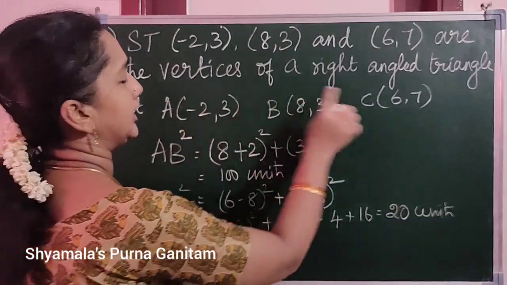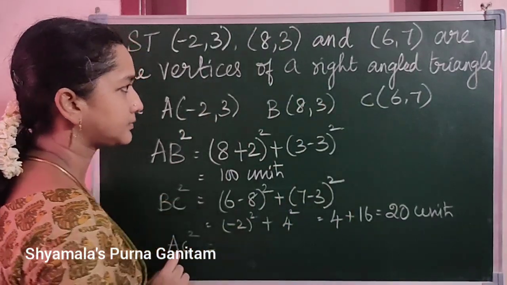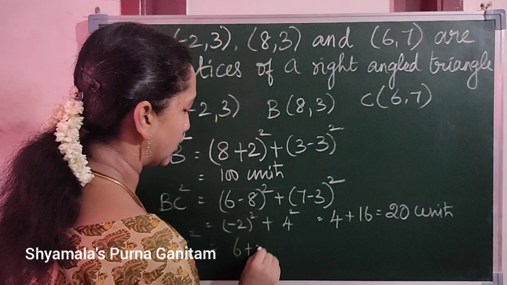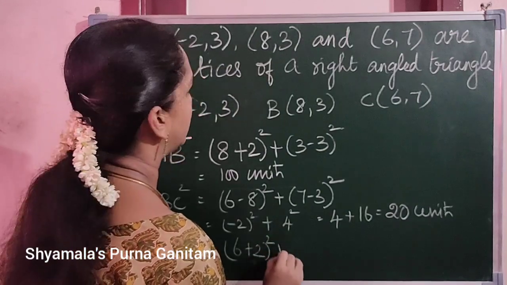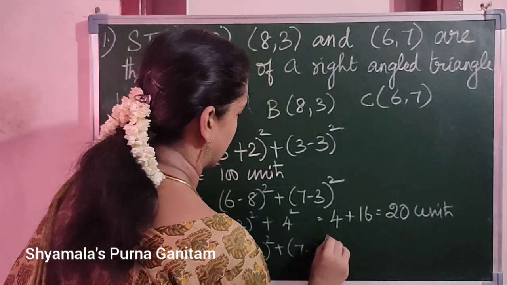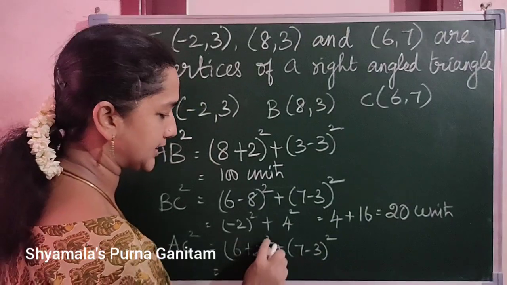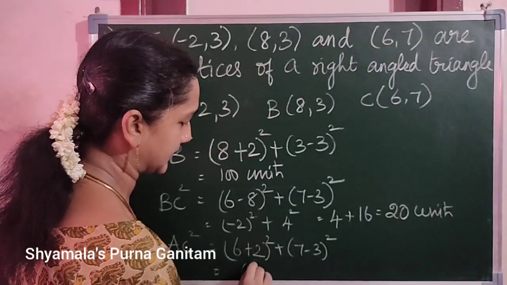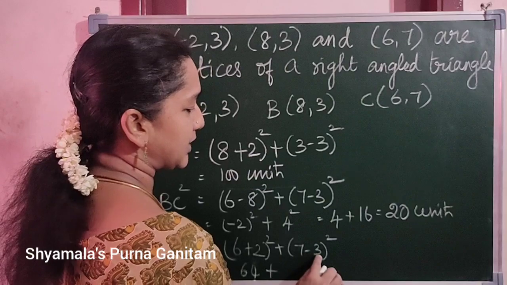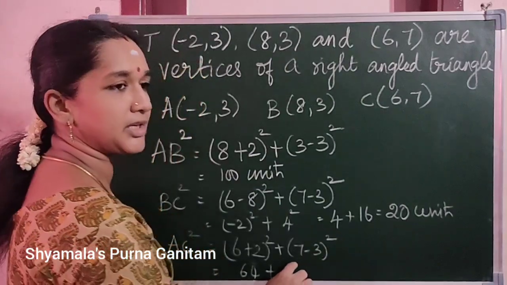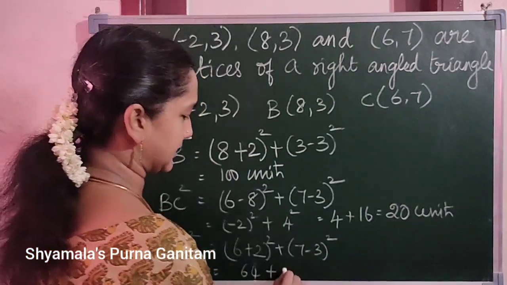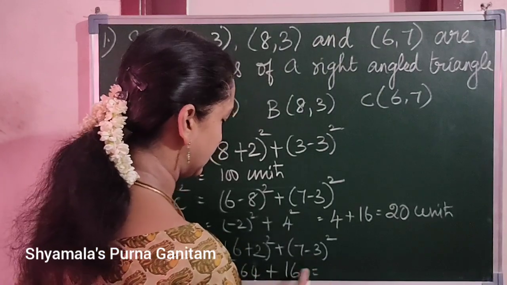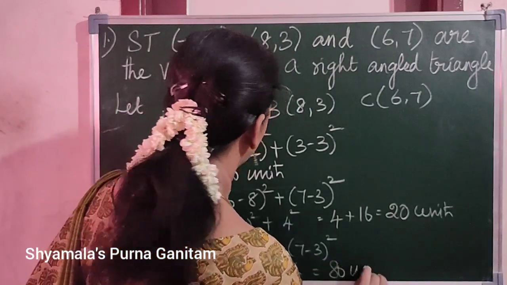So AC squared is 6 plus 2 the whole square plus 7 minus 3 the whole square. So 6 plus 2 is 8 squared. 8 squared is 8 8s are 64, plus 7 minus 3 the whole squared, 7 minus 3 is 4. 4 squared is 16. So you will get 80, 80 units you will get.